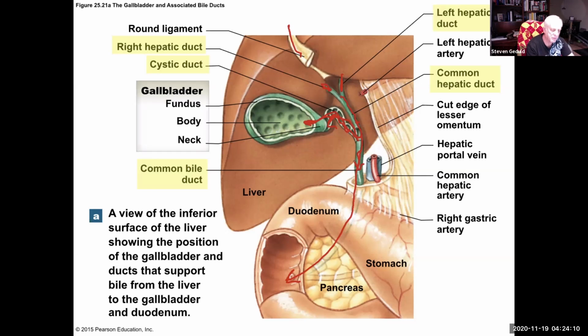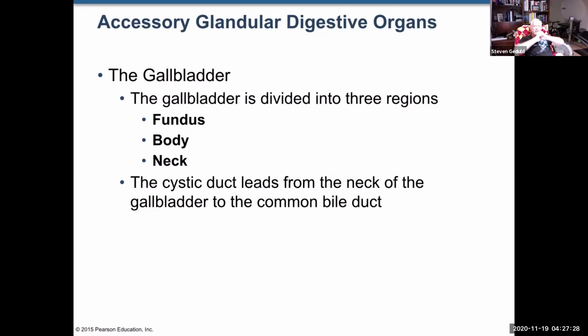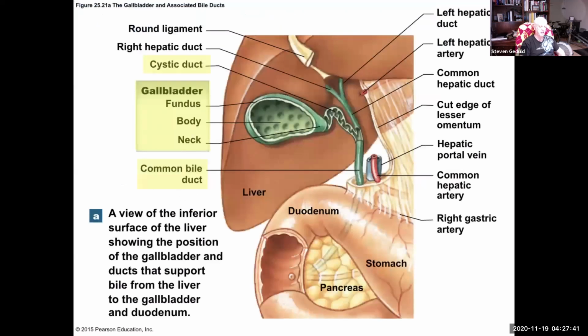Okay, so remember that you have a left and right hepatic duct from the liver forming a common hepatic duct. That common hepatic duct can do two things. It can back up into the gallbladder through the cystic duct, or it can feed into the duodenum through the common bile duct. Those are two choices it has. The gallbladder itself is divided into three regions called the fundus, the body, and the neck. Your cystic duct leads from the neck of the gallbladder to the common bile duct, so it can feed into the duodenum.